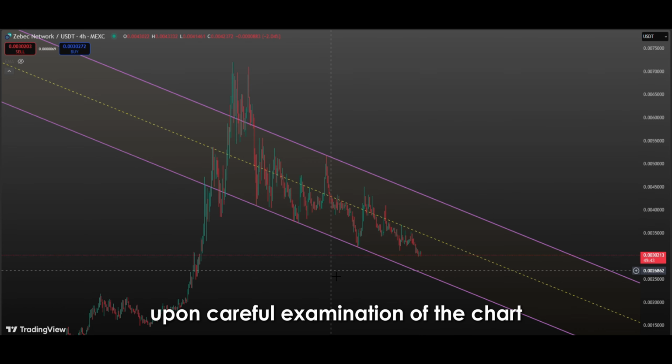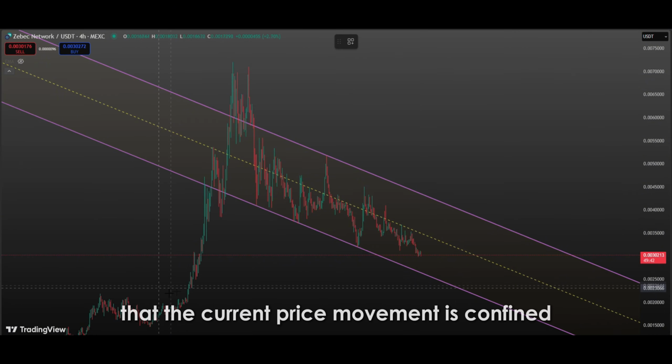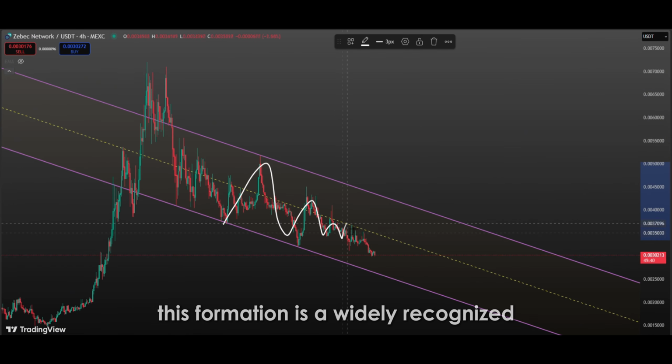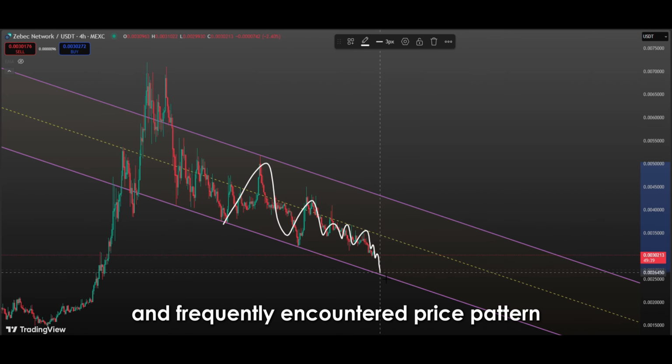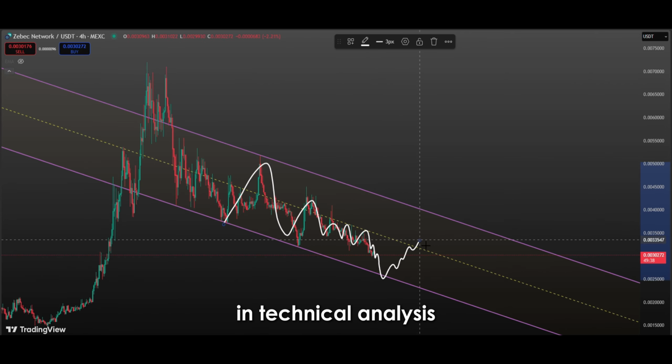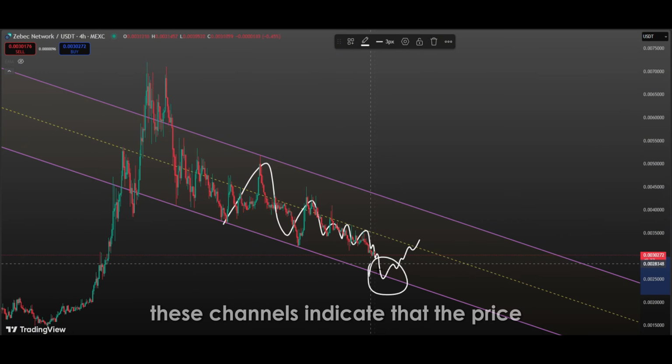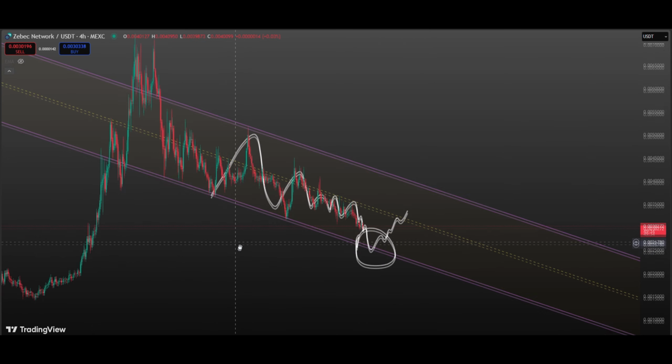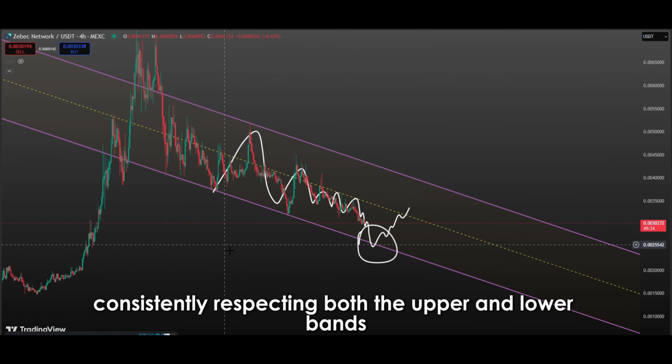Upon careful examination of the chart, it is clearly observed that the current price movement is confined within a well-defined descending channel structure. This formation is a widely recognized and frequently encountered price pattern in technical analysis. Typically forming within downtrends, these channels indicate that the price continues its downward trajectory within certain boundaries, consistently respecting both the upper and lower bands.